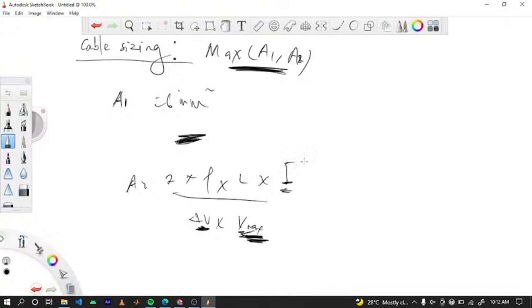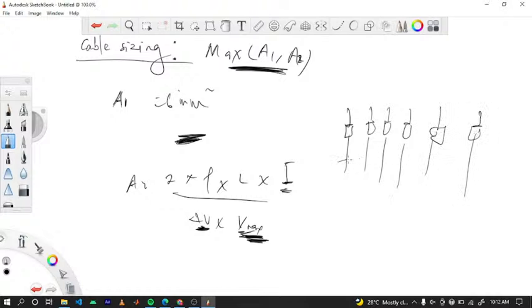This is the current flowing from the array, having six strings like this, with the current coming out of this. That's the short circuit current times the number of strings, that's the current out. This is the length, this is the rho. Now I can find my A.